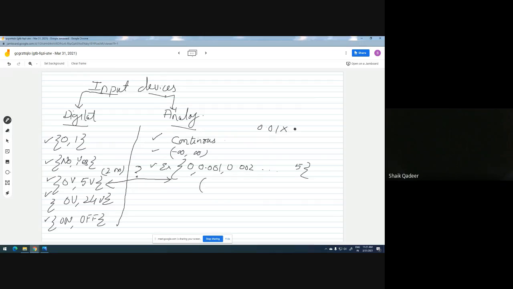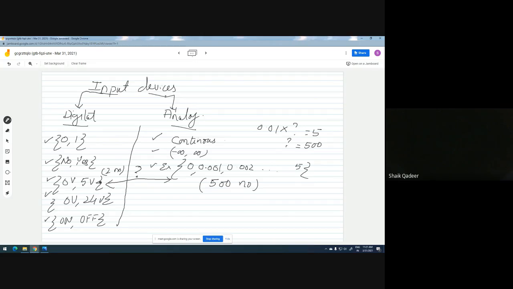0.01 into how much is equal to 5? So calculate this, how much? Please tell me the answer. 500, sir. Yes, 500. Thank you for that. There are how many numbers on the right hand side case? 500 numbers. How many numbers on the left hand side case? Two numbers. That is the difference.